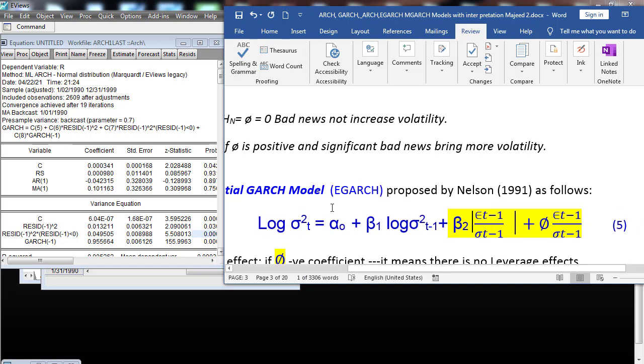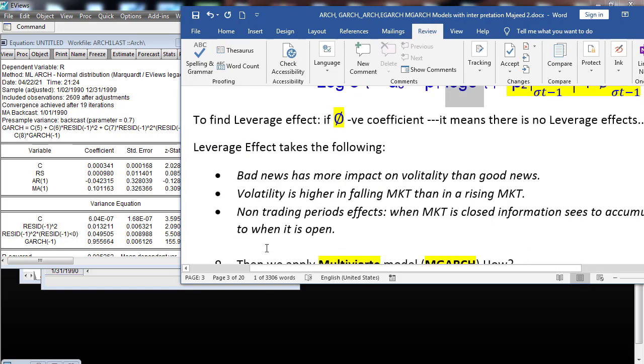This is the exponential GARCH model. We use the lag here, a log, as you can see it here, and we have two terms. This one, the absolute term, and this is the... So what is this? Let me just do some interpretation of this form.